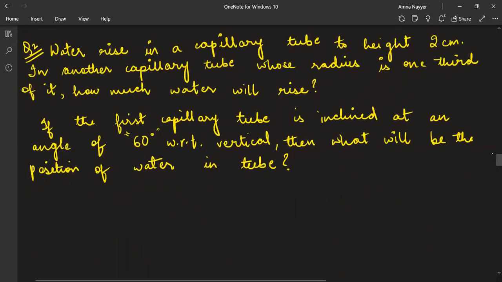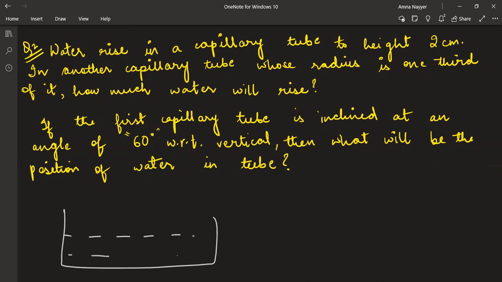See here. It says that water rises in a capillary tube to a height of 2 centimeters. And if another capillary tube whose radius is 1/3 of it, how much will water rise? Fine. If the first capillary tube is inclined at an angle of 60 degree with respect to vertical, what will be the position of water in the tube? See, if this is inclined at 60 degree with respect to vertical, this means this is the tube, this is the vertical. This angle is 60 degree.